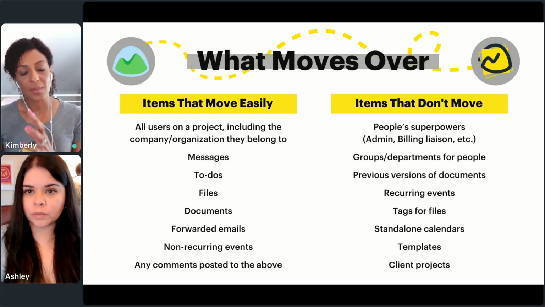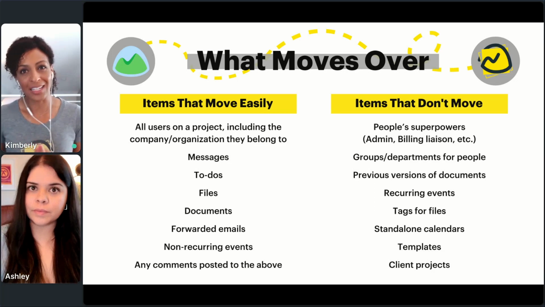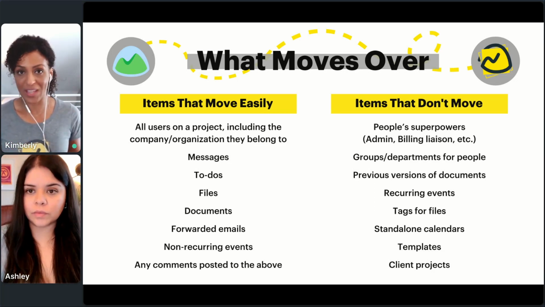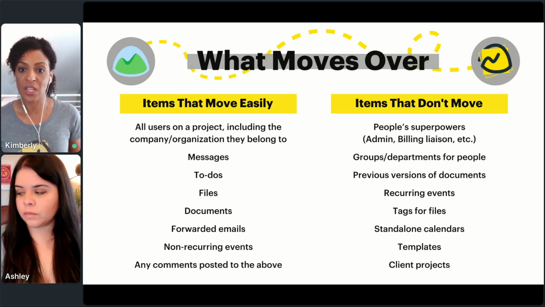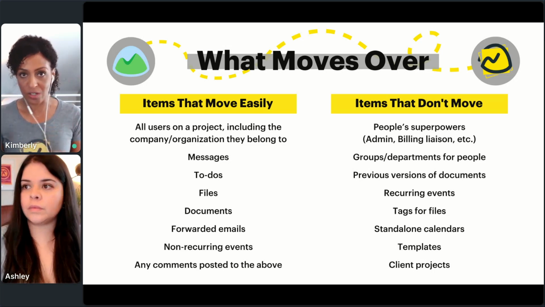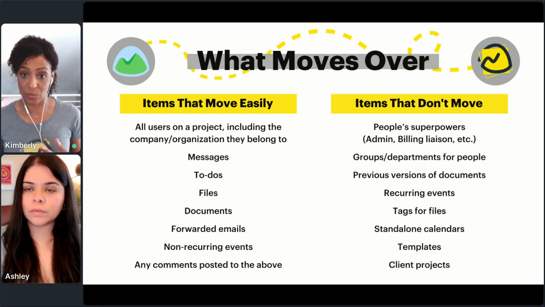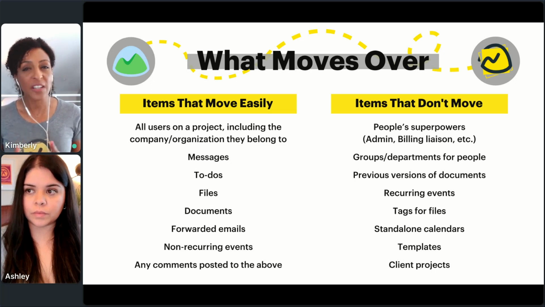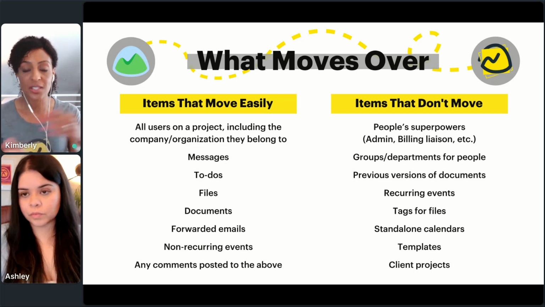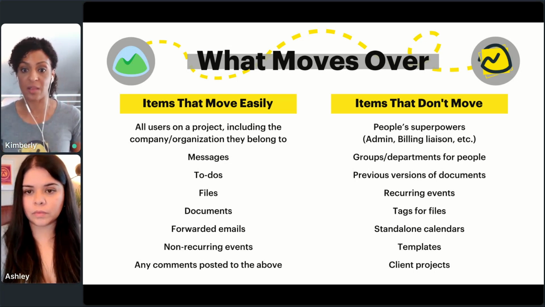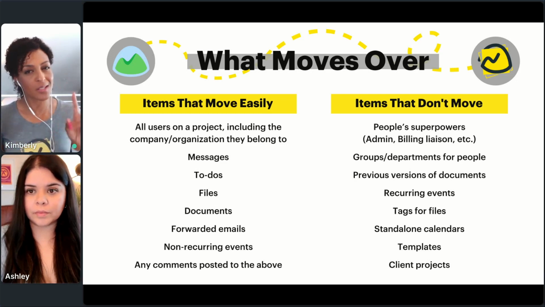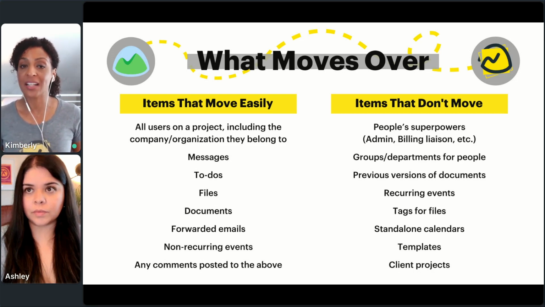Items that don't move, and really the items that don't move are simply because the functionality of how Basecamp 4 works is just different than Basecamp 2. So some of the things that don't move are just features that Basecamp 4 either doesn't support or supports in a different way. So that includes people's superpowers, like who's an admin, who's in charge of billing, that doesn't move. Groups or departments, previous versions of documents. So if you've uploaded a new version of a document, that newest version is going to move, the previous versions do not. So that's something to know. Any recurring events, tags for files don't move because Basecamp 4 doesn't have that tag. Standalone calendars, templates, and client projects.